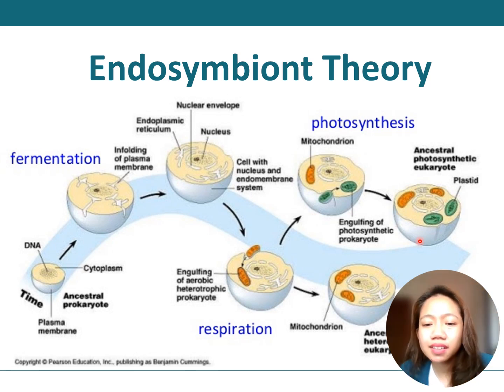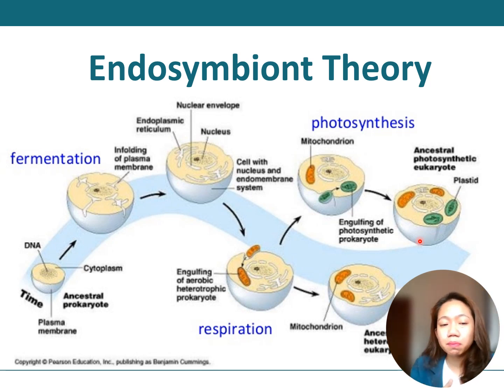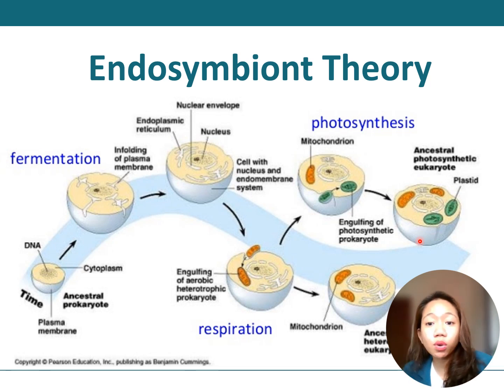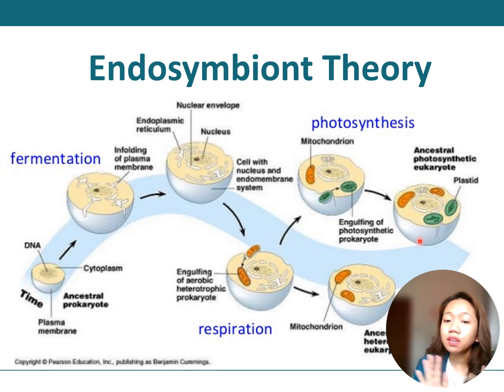Okay, so again, let's just summarize the endosymbiont theory. You have a prokaryote which grew in size and then evolved a nuclear membrane and the endoplasmic membrane from the infolding of the plasma membrane. Next, that eukaryote became symbiotic with the aerobic heterotrophic prokaryote, the aerobic prokaryote, which eventually became the mitochondrion of animal cells. Now, some eukaryotic cells already symbiotic with the aerobic prokaryote also became symbiotic with photosynthetic prokaryotes, which gave rise to the plastid and the plant cells.